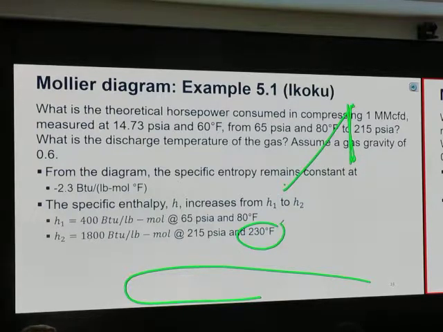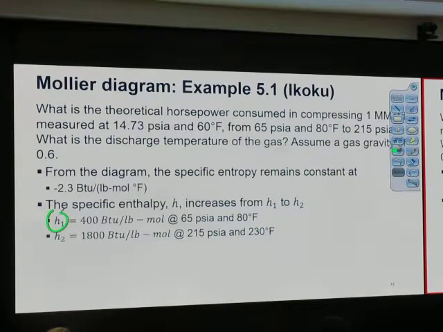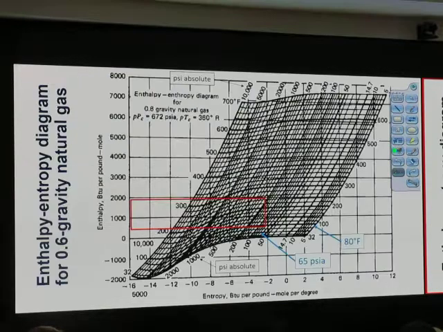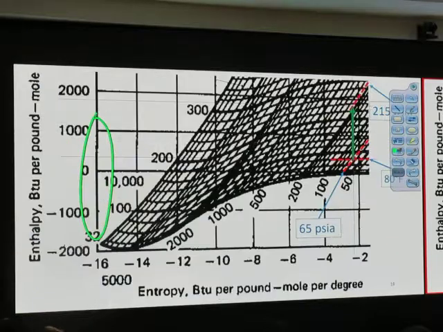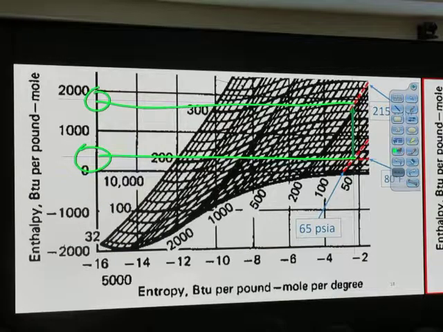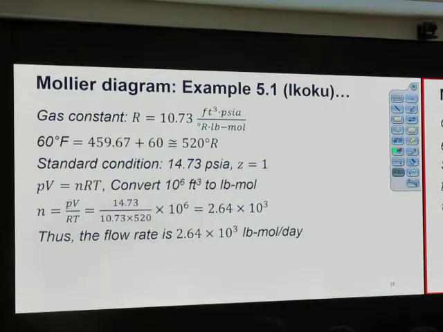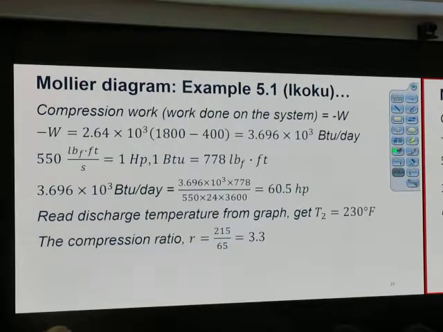I think we still have 2 minutes left. Okay, we do the reading. H1 equal to 400 BTU per pound mole. H2 equal to 1,800 BTU per pound mole. Where do H1 and H2 come from? Vertical axis, okay. This axis gives me H1 and H2. The difference between those two is used to calculate the theoretical horsepower. In this case, I get 60.5 horsepower. This equation is a little bit long, I'm going to cover it here.